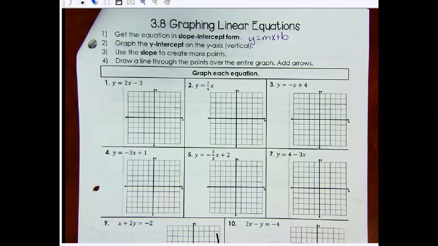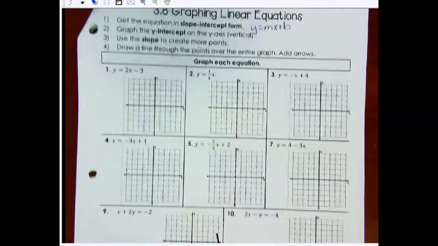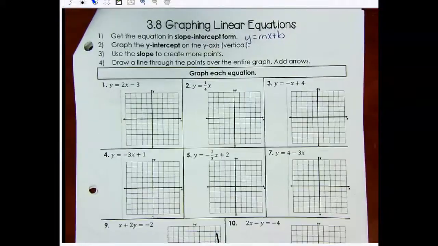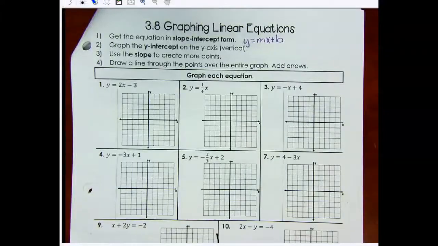So we're going to do a few of these. Some of them are very straightforward, and then you can see at the bottom there are some where we're going to have to get y by itself, so we'll do all of that. And then it's just this one page, so we just have to do that and we'll be good to go.